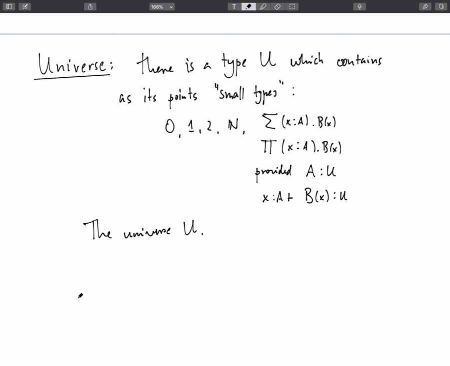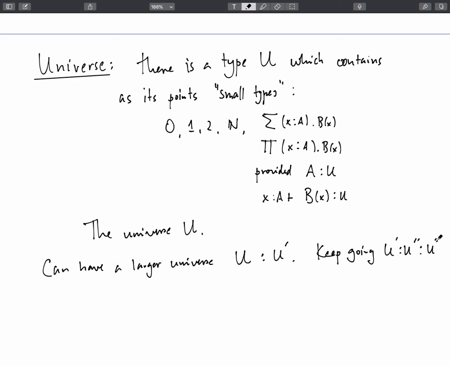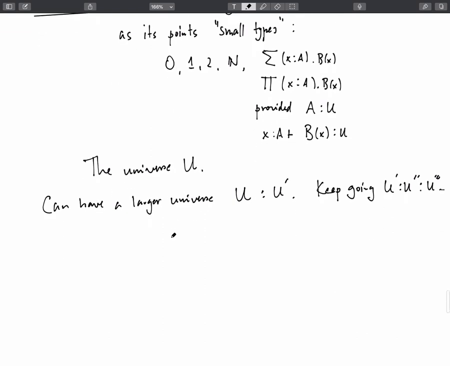And now you can actually have another universe. So that U becomes an element of U prime, and then this U prime also contains all the other stuff. And then you can keep going if you want to, and you get a sequence. We won't really need that. We will mostly speak about just one universe, and maybe sometimes two. But it's good to have this idea of one universe, in particular because of this, and this is important.